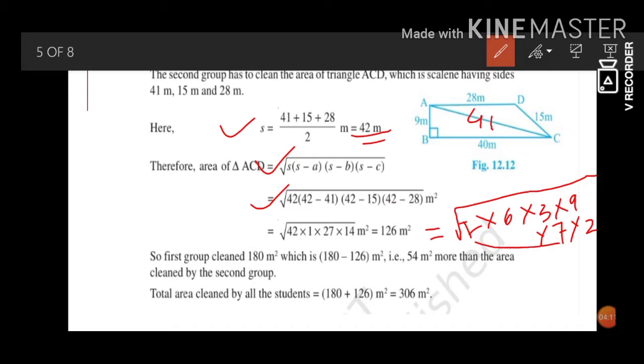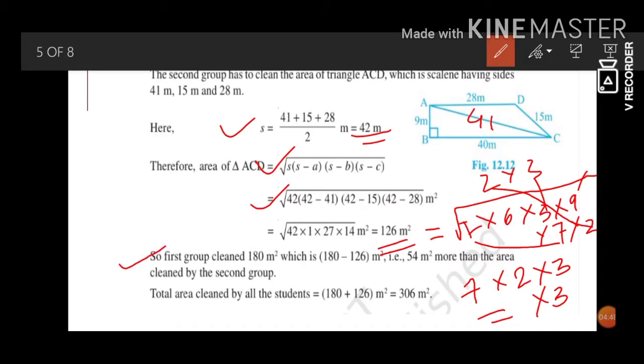So we have 7 in pair, 9 we can find its square root, 6 can be written as 2 into 3. So we have 3 in pair as well as 2 in pair. So all the numbers are in pair. So if we take it out of the root, we will get 7 into 2 into 3 into 3, which is equal to 126 meter square. So the second group cleaned an area of 126, which is lesser than the first group.